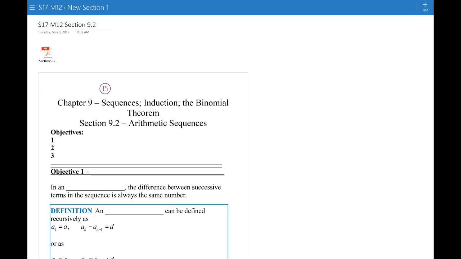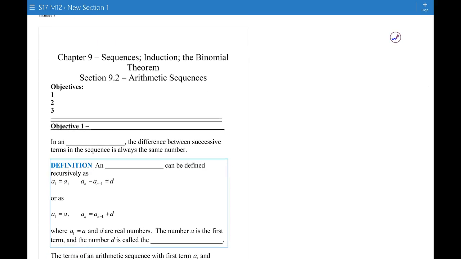So chapter 9, sequences, and we're not doing induction or the binomial theorem. And section 9.2, we're going to talk about arithmetic sequences. That word looks just like arithmetic, but when we're using it as an adjective to describe the kind of sequence, we pronounce it differently, arithmetic. So the first thing we're going to want to do is to determine if a sequence is arithmetic.